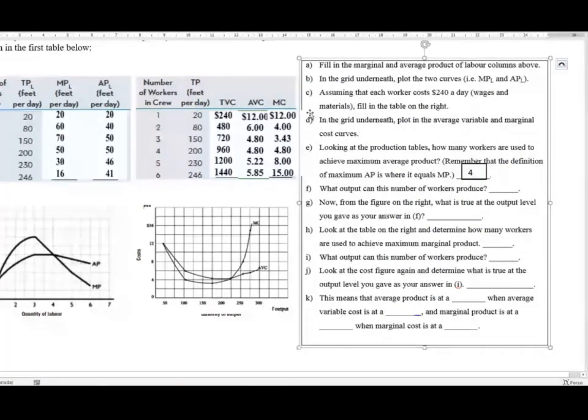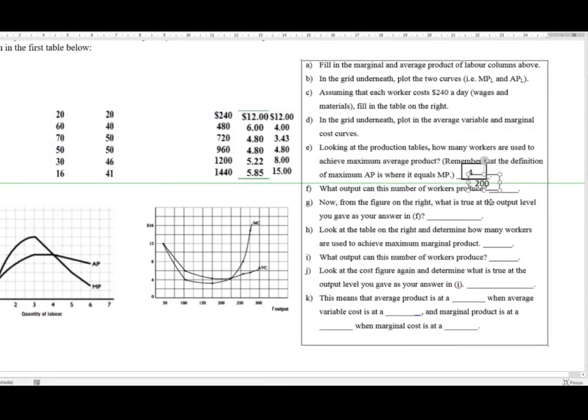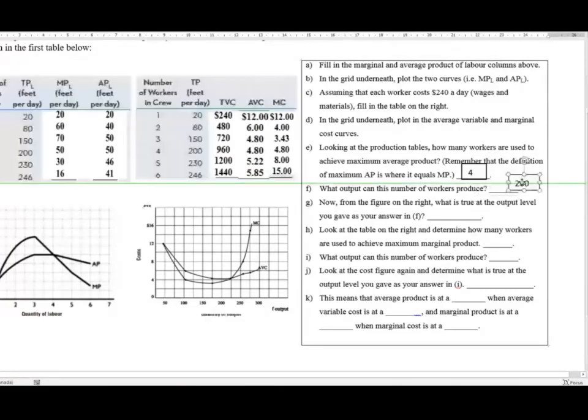So what output can this number of workers produce? So how much output can 4 workers produce? Yep, that's right. Perfect. Good job. 200. Okay, it doesn't like when I put it there. I'm just going to, there we go. Okay. And so how did we get that? Well, we just looked at 4 workers, we would be able to produce 200 feet per day.